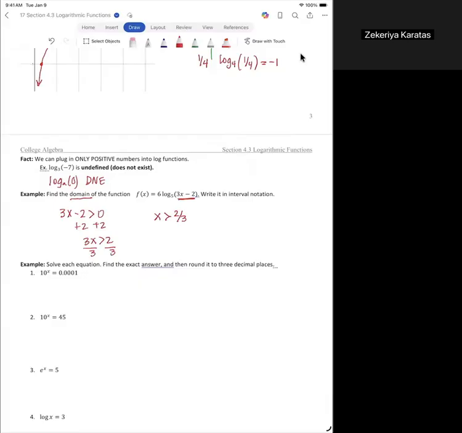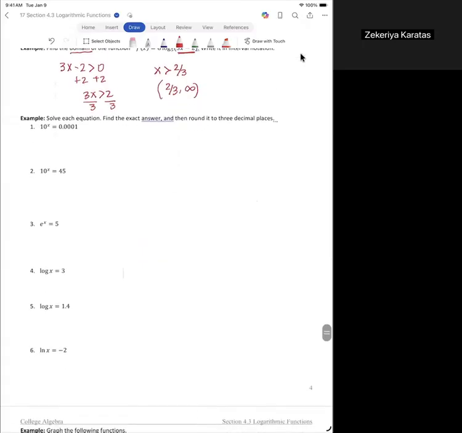If you plug in, for example, 0, it's not going to work. If you plug in 2/3, even that will not work, because that will make it 0, and log of 0 is not defined. So we get the domain to be (2/3, infinity). That's what we have.